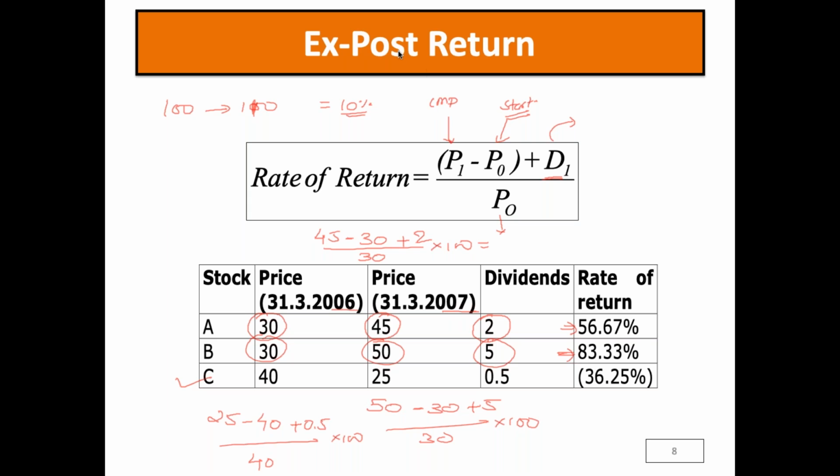Moving further, this ex post return does not consider the time value of money principle. Because here we have taken only 1 year. If my holding period is up to a year, then this goes well. We can use it in real life. If my holding period is for a month, a quarter, or 6 months, I can use it, and for a year as well I can use it.